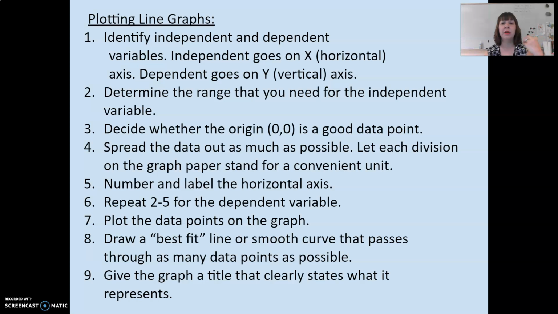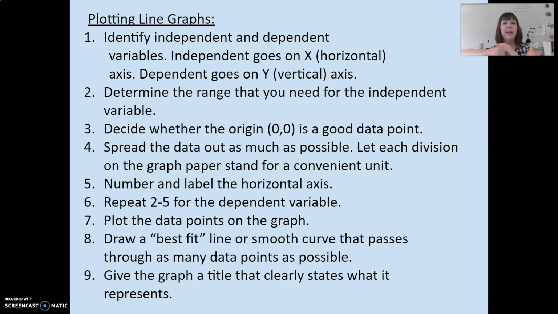Spread your data out as much as you can without running off the page, and let each division on graph paper stand for some kind of convenient unit. Count by 5s, count by 10s, whatever you need to do to get it to all spread out and fit. Then do the same with your horizontal. With the vertical, your dependent variable. Then plot your data points. And if you are connecting them, connect the dots.